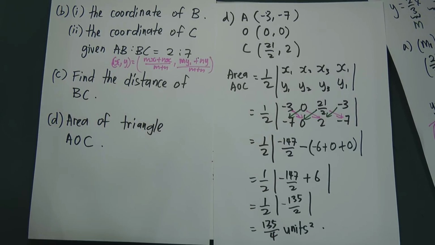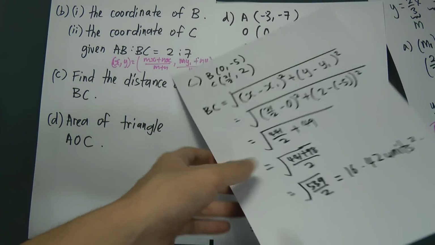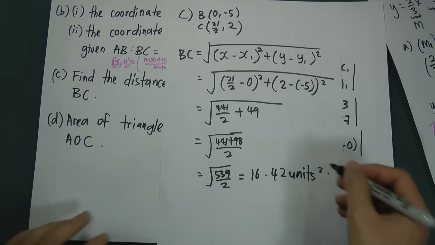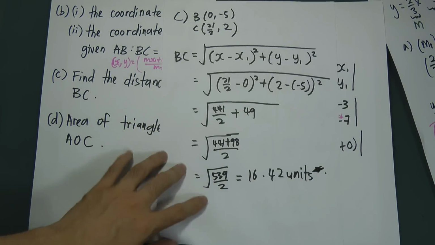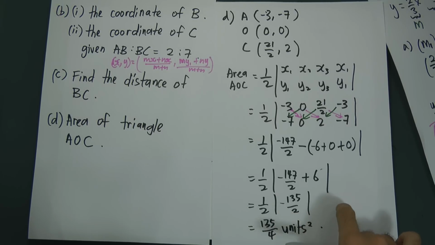And then I just found out, actually I made a small mistake, which is this is for distance, got no square over here, because this is distance, this is not area. Only area got unit square.